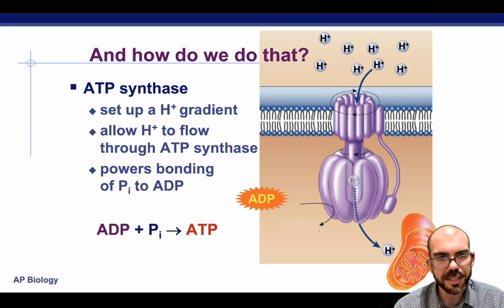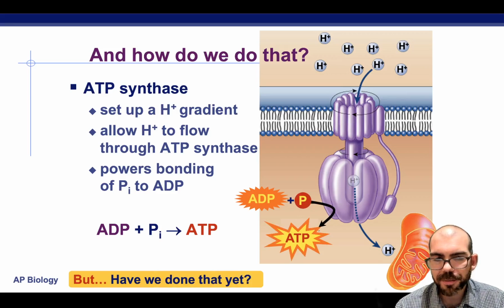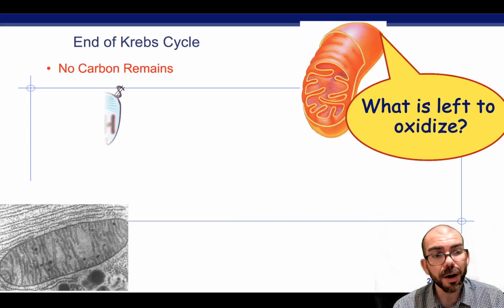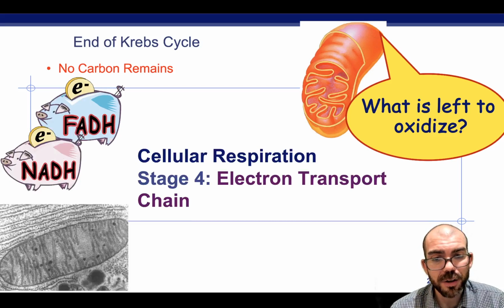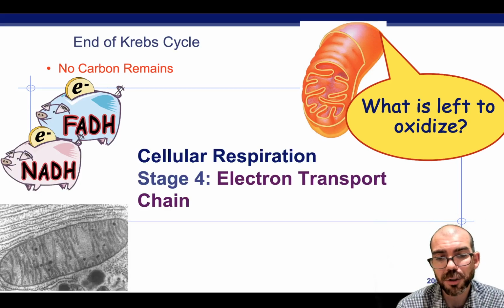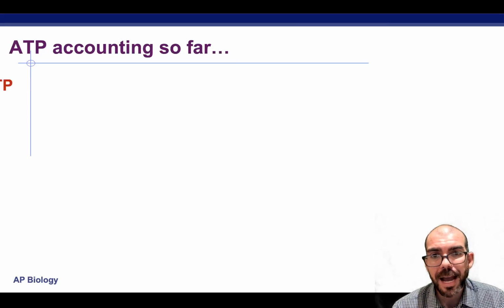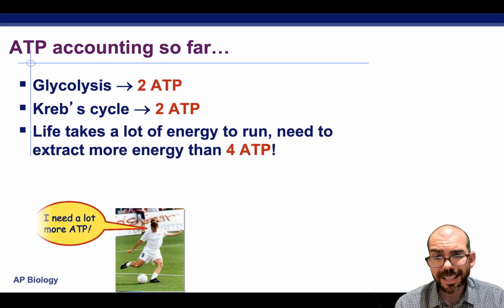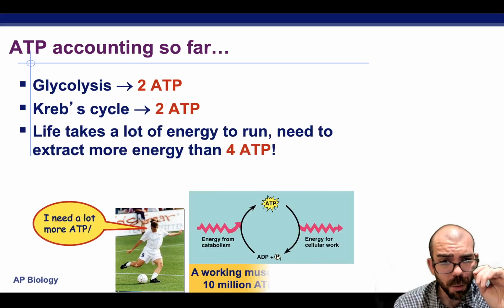Here again, you can see ATP synthase. The whole goal is to build that concentration gradient. But we haven't done that yet. We need to go to the last step. We have no carbon remaining, but we got a bunch of electron carriers that we can use at something called the electron transport chain. Accounting for ATP so far, we got 2 in glycolysis, 2 in the Krebs cycle. That's only 4 ATP. We need a lot more than that.